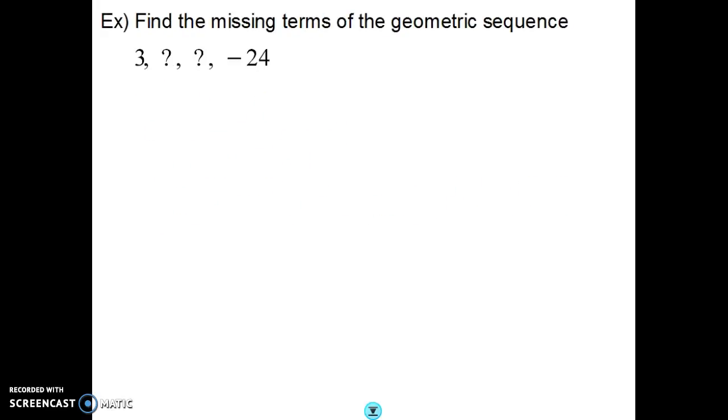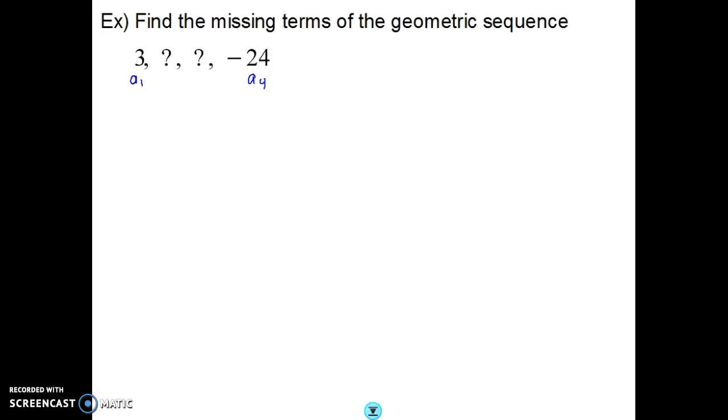Another example here. Find the missing terms of this geometric sequence. So we have 3, and then a blank, and then a blank, and then negative 24. So we're still going to try to use our general form here to fill in the pieces to find what we're missing. So we, again, can quickly identify that a sub 1 is 3. But we also, over here, have another term. We have a sub 4. So we can use both of those to find our common ratio.